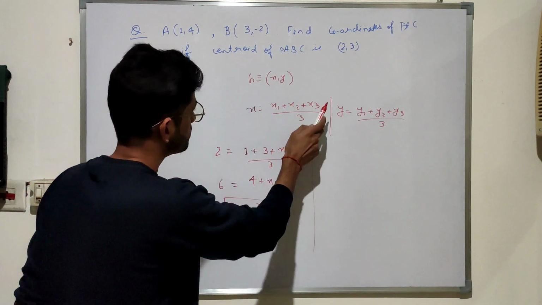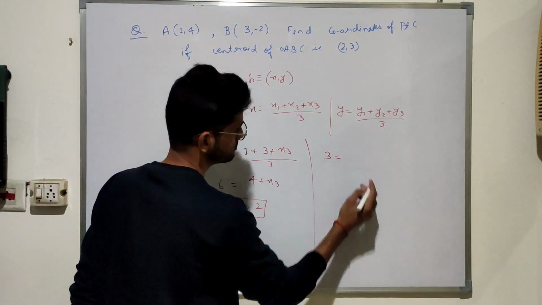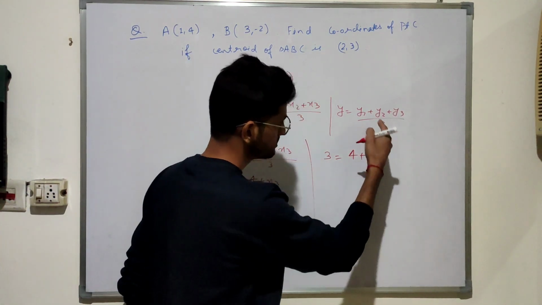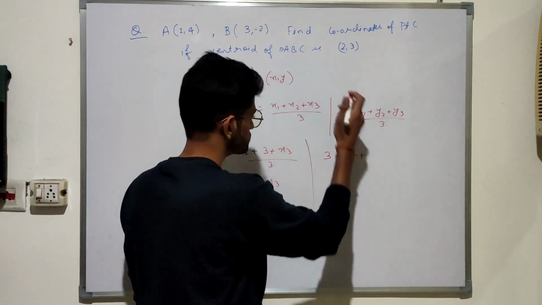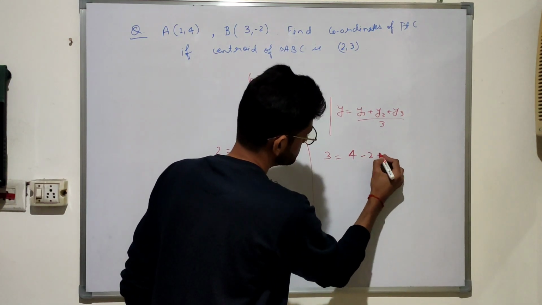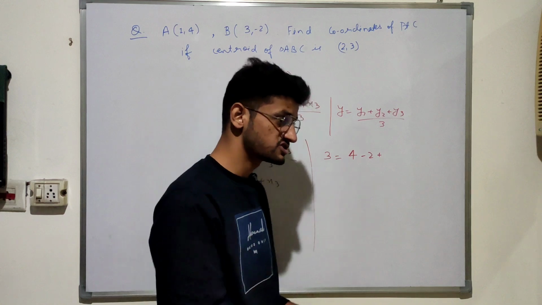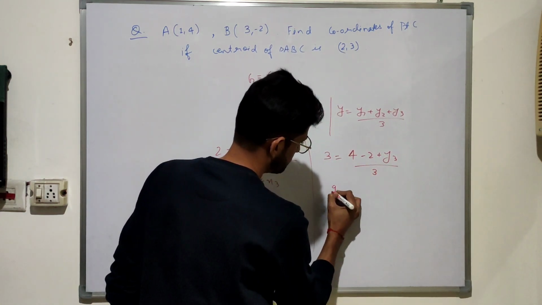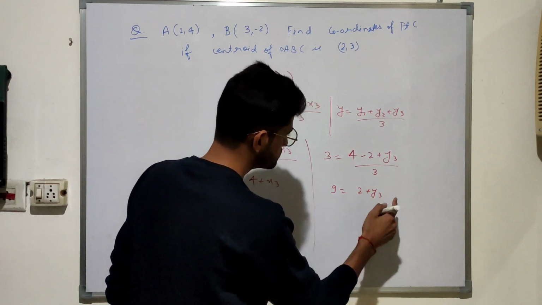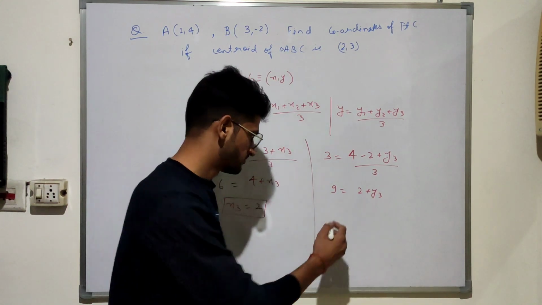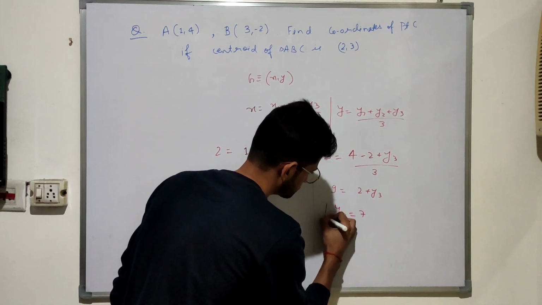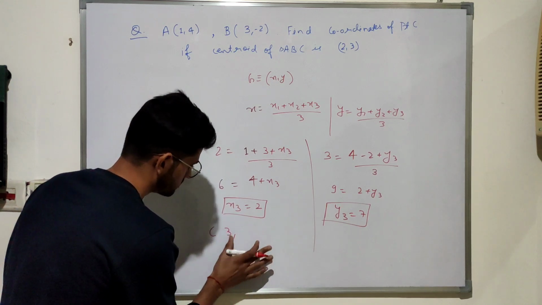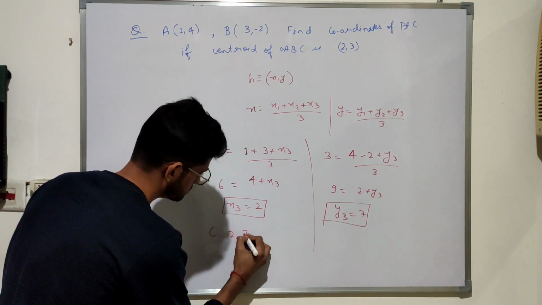Similarly, we have the y coordinate of the centroid as 3. We can write 3 is equal to (y1 plus y2 plus y3) divided by 3, where y1 is the y coordinate of point A, that is 4, y2 is the y coordinate of point B, that is -2, and y3 is the y coordinate of point C, which is not known to us, so we will assume it as y3. Here we will solve it. We will get 9 is equal to 2 plus y3. From here we can write y3 is equal to 7. So the coordinates of point C are (2, 7). It is (2, 7).